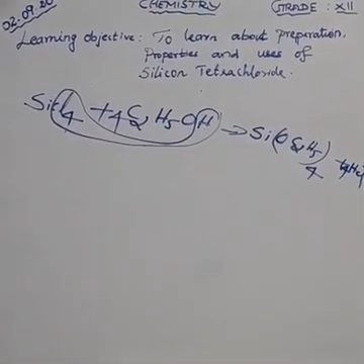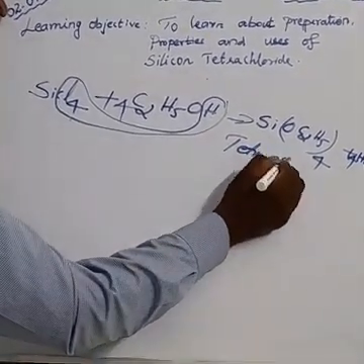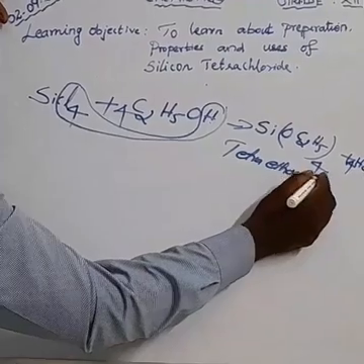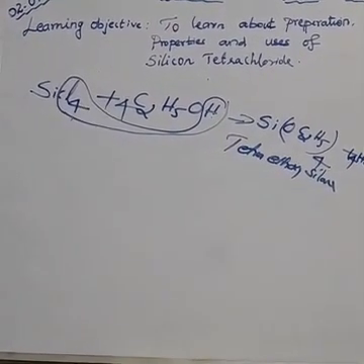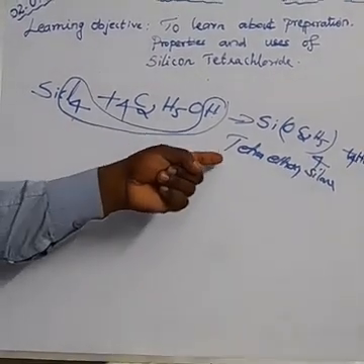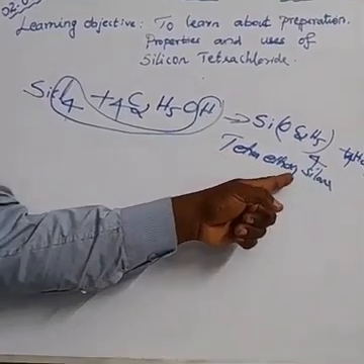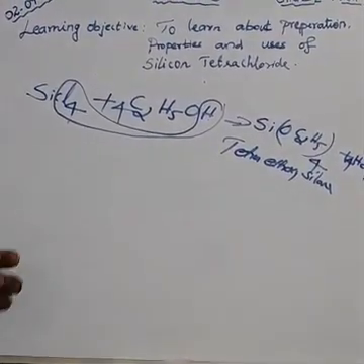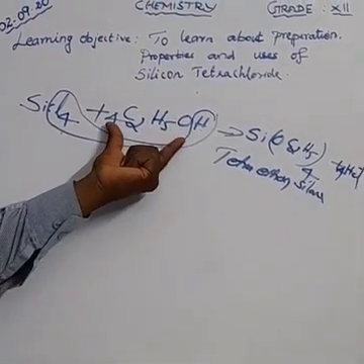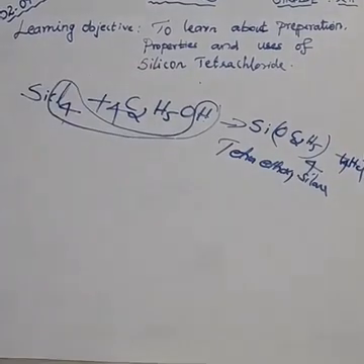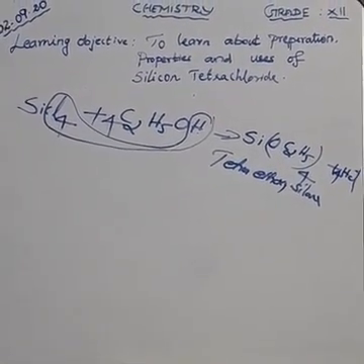What's the name of the compound? Tetraethoxysilane. A question may be asked like that: how is tetraethoxysilane prepared? How will you write the answer? Simply, silicon tetrachloride on reaction with ethyl alcohol gives tetraethoxysilane.